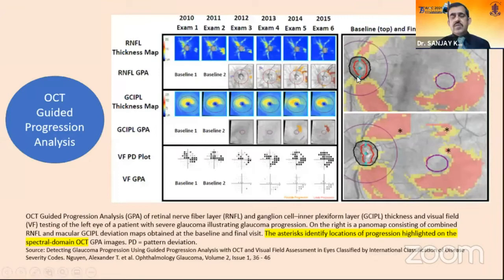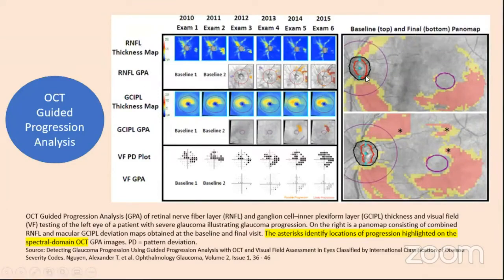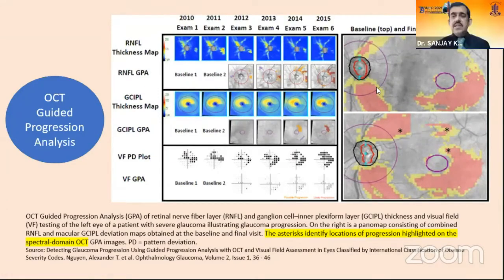With the ganglion cell complex coming into the picture, we now also have a provision for a Panto map in which we can see RNFL thickness and the ganglion cell thickness in one map. And over here is the baseline Panto map, and over here is the final Panto map, which shows how much it has progressed over a period of time. The progression areas are denoted by these asterisks.